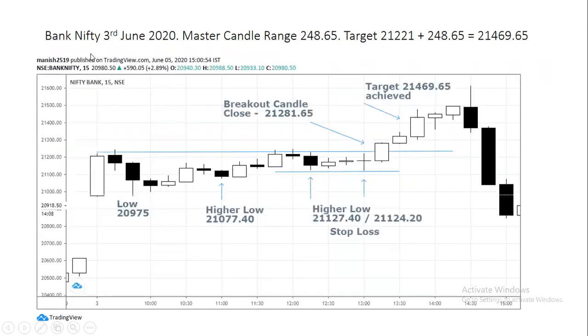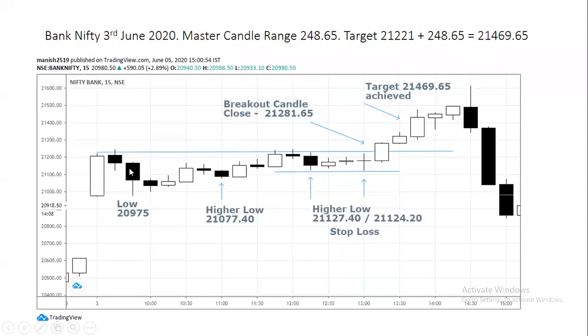This is the same Bank Nifty graph which we just discussed. In this slide, I will discuss stop loss, how to decide stop loss. So this was the master candle. This is the strict rule, guys: the first candle has to be the master candle, always. So this is the master candle.